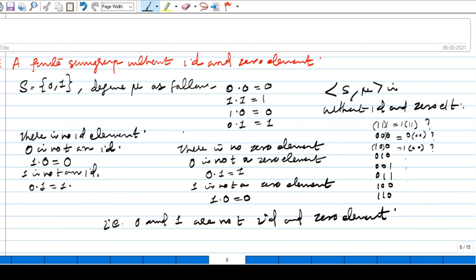So by this I stop my lecture. In the next lecture we will study adjoining a 0 element and the uniqueness of the 0 element and some more advanced properties. Thank you.